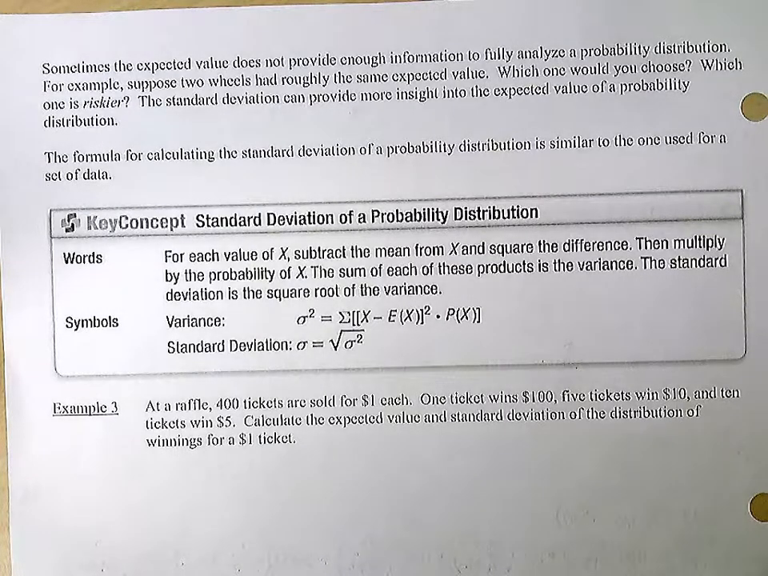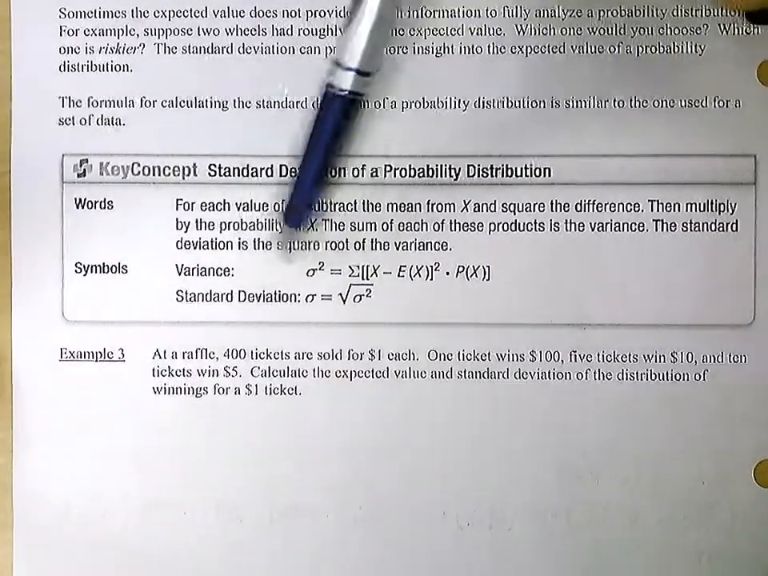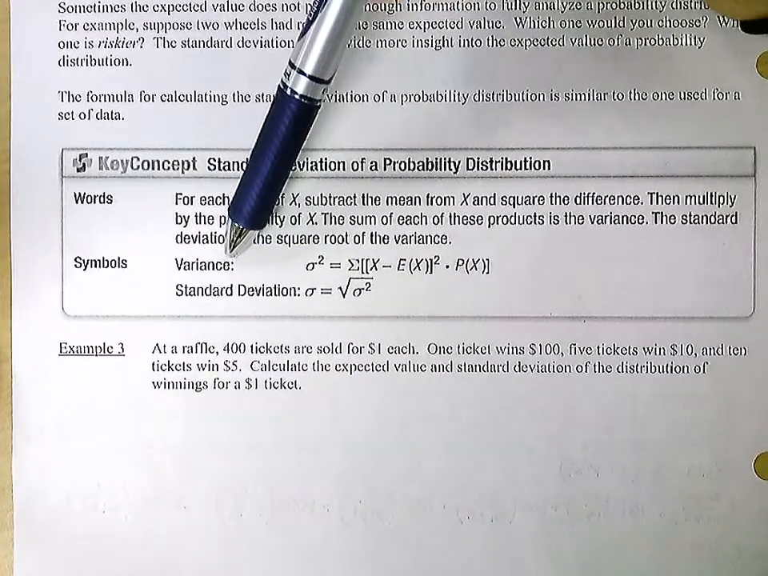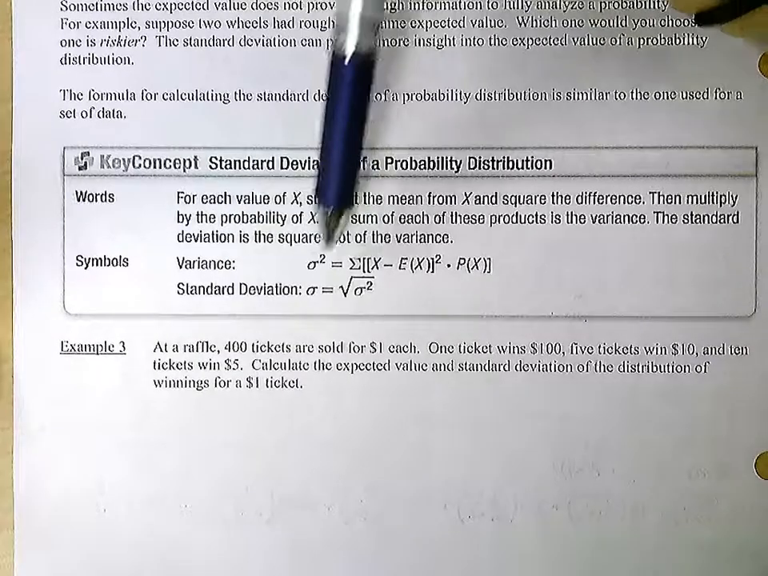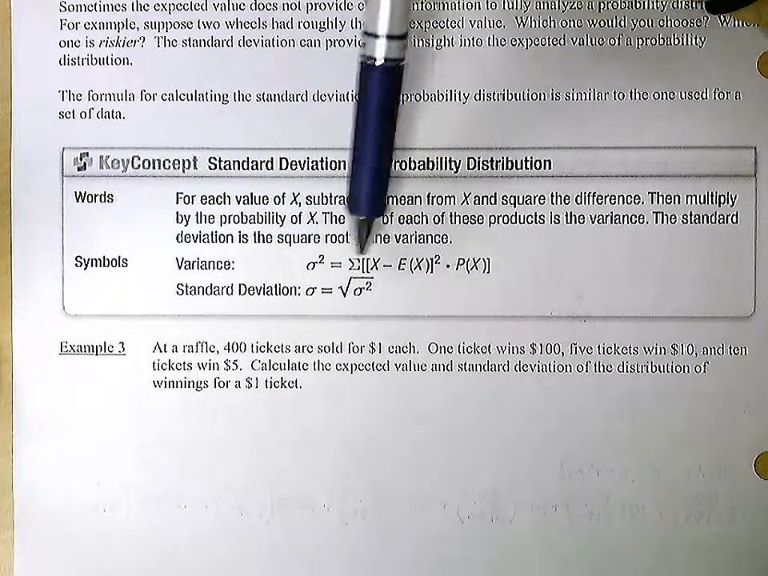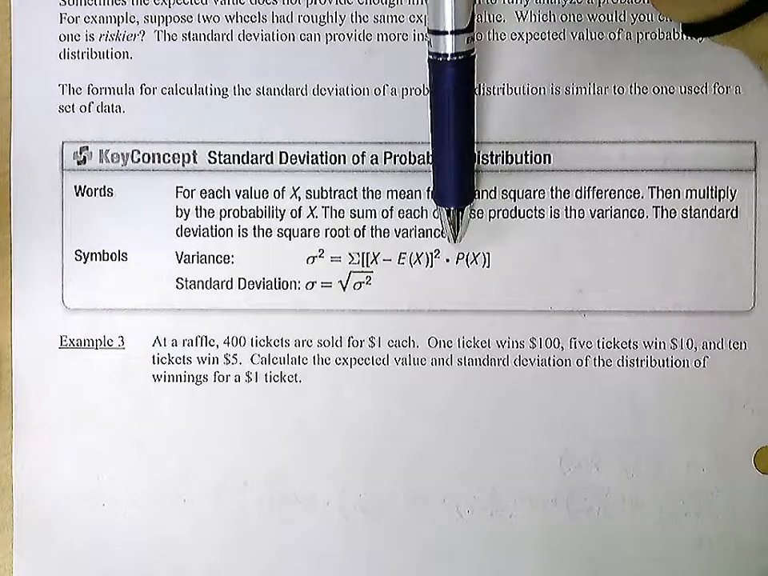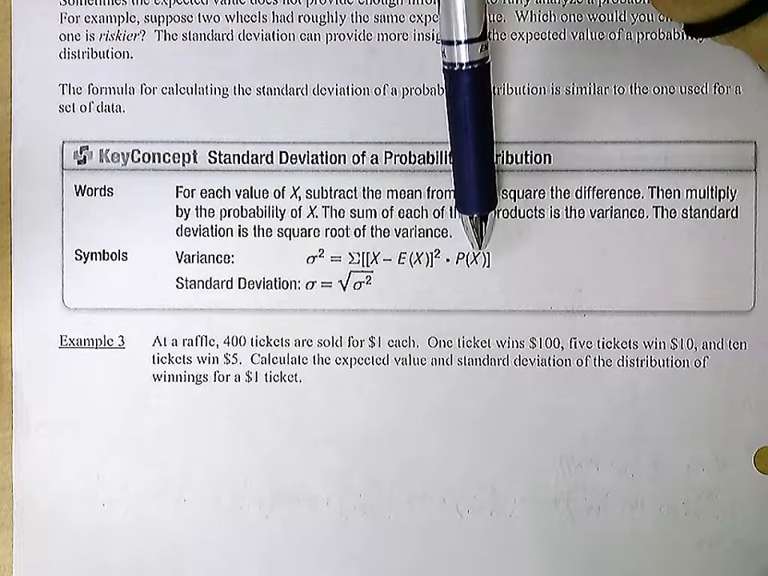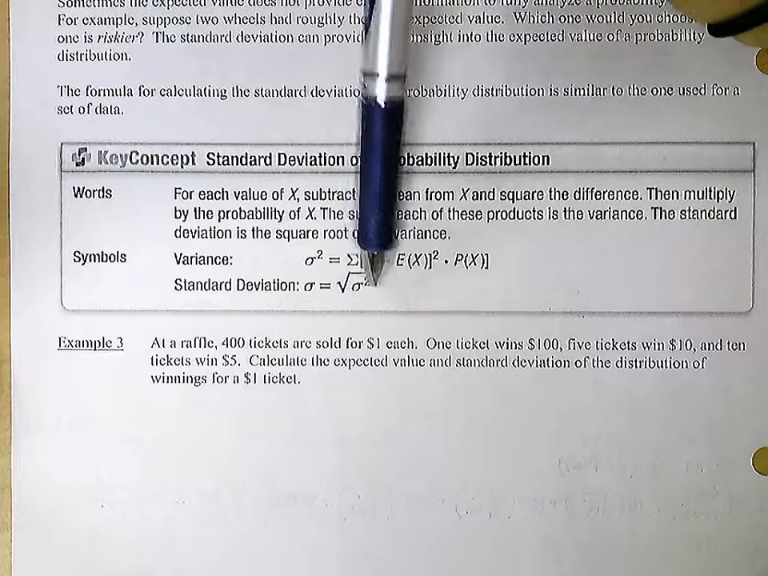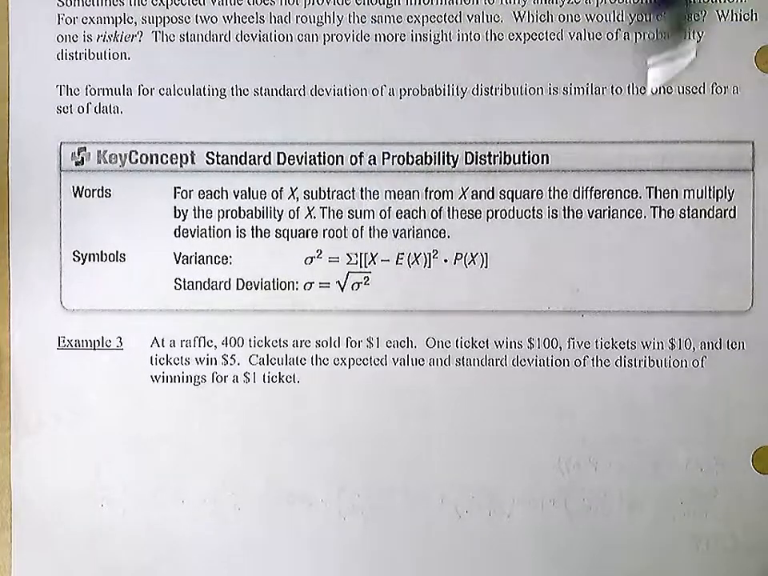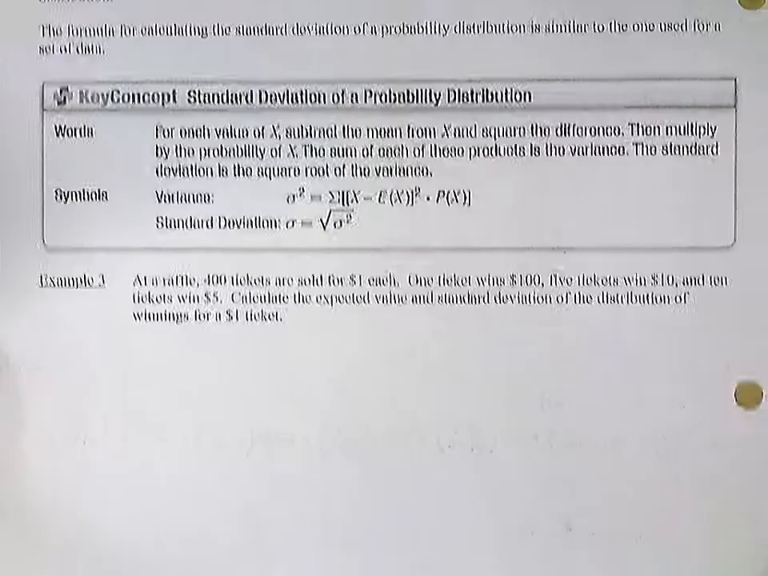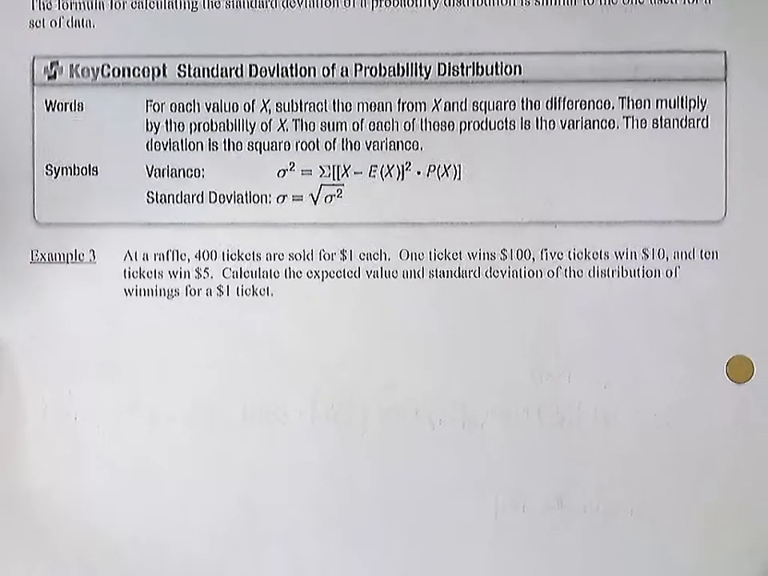The formula for calculating the standard deviation of a probability distribution is similar to the one used for a data set. To find the variance, remember we had to find the variance before we found the standard deviation. That's sigma squared, which is equal to the sum of your x value minus your expected value, squared, times your probability. Then to find the standard deviation, all you have to do is take the square root of that variance. It'll look a little bit easier once we go through this example here.